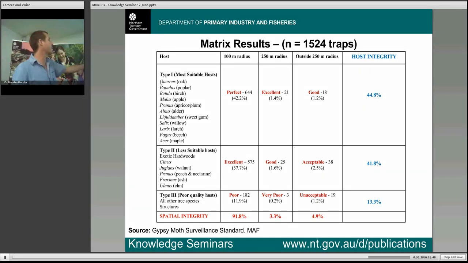But if we go down the bottom, we'll see that nearly 92% of all traps could be deployed within that 100-meter radius, which means that in general we've got a trapping system with very, very high spatial integrity. We don't have traps all over the show. A large number of them are very much equally spaced, so we're avoiding this gap problem. If you go across to the other side and look at hosts, you'll see that less than 45% of all traps could actually be deployed on a suitable host. So spatially we've got a really, really good system, but the availability of suitable hosts for gypsy moth is the limiting factor to this program.